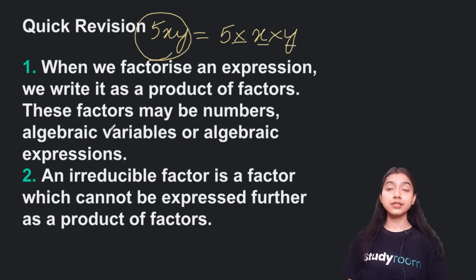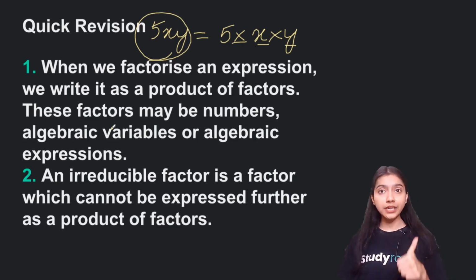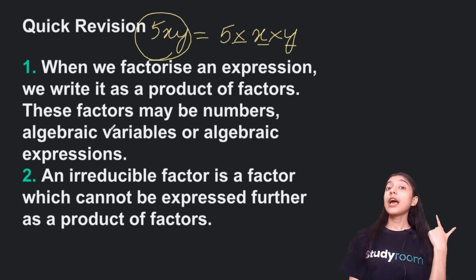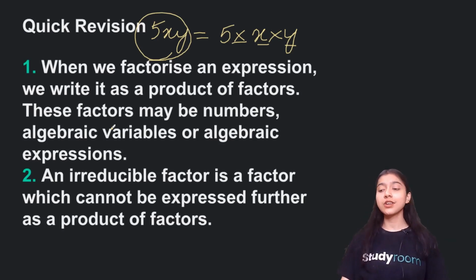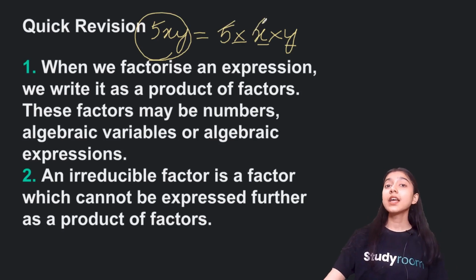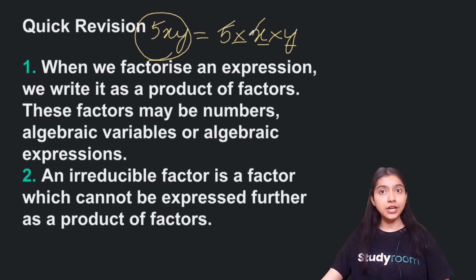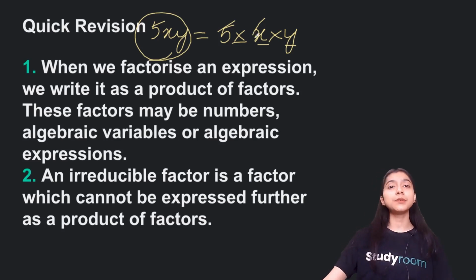Another important thing was that these irreducible factors can either be a number, an algebraic variable, or an algebraic expression. For example, over here, 5 is a number, x is an algebraic variable, and we can also have an algebraic expression in case of irreducible factors.